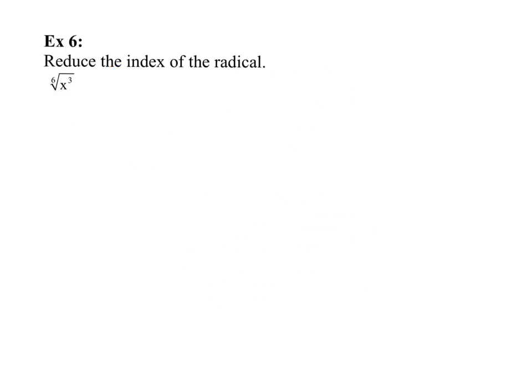Reduce the index of the radical. Okay, well, how are we going to do that? Well, let's convert this radical to an exponent. So the root is your denominator. The number of variable that's being raised to a power, that's your numerator. So that's x to the half, essentially. So it's the square root of x. And typically you don't put that 2 there for square root of x. So we just have this.